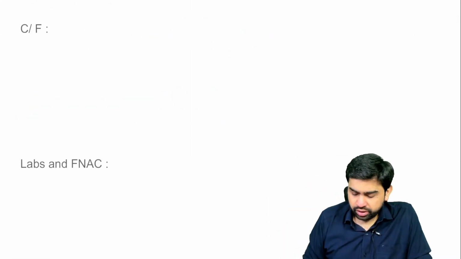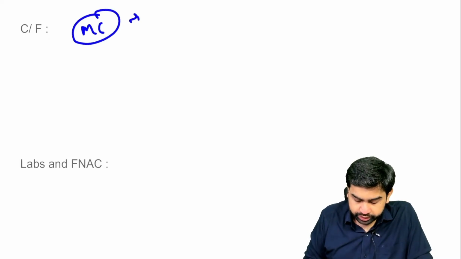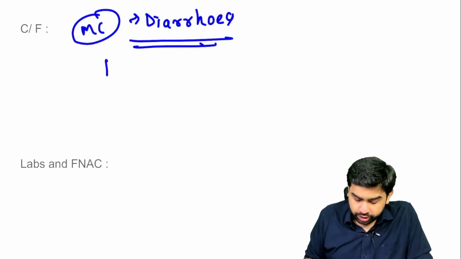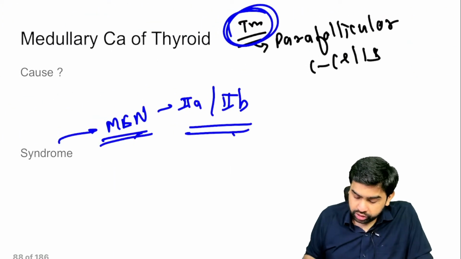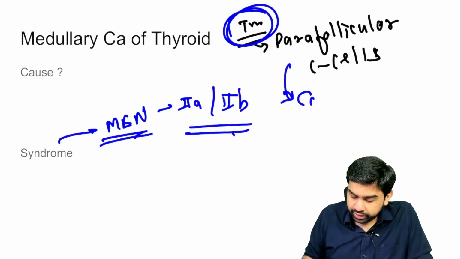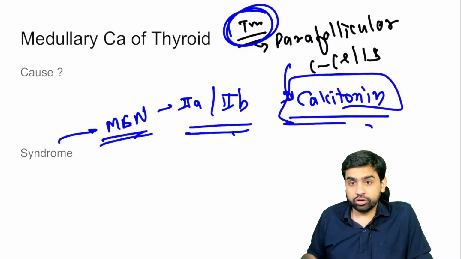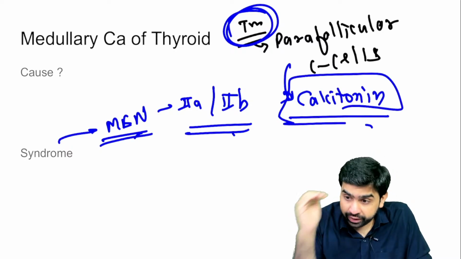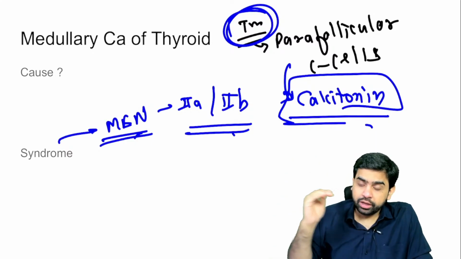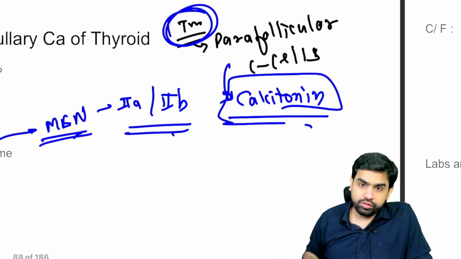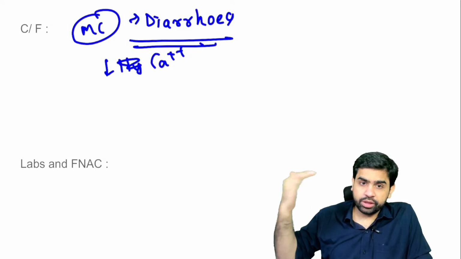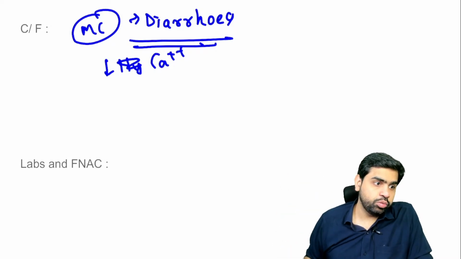The clinical features: the most common presentation is diarrhea. The most common presentation is your diarrhea. This is because of the serotonin and everything. The patients can also land up with hypocalcemia. Calcium levels can go down because these parafollicular C cells secrete calcitonin. And what is the role of the calcitonin? The role of the calcitonin is to bring the calcium levels down. So because of this, the patients may have hypocalcemia.